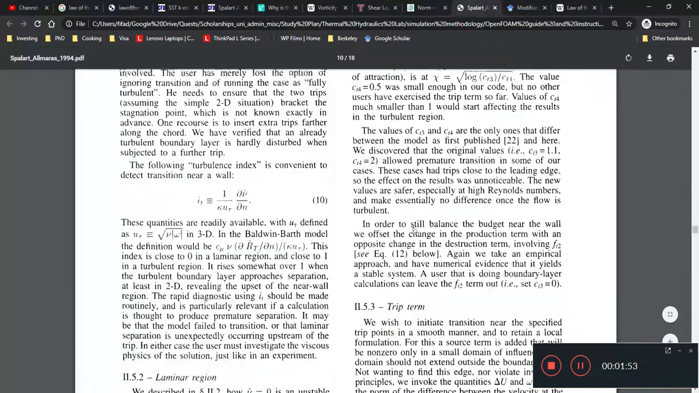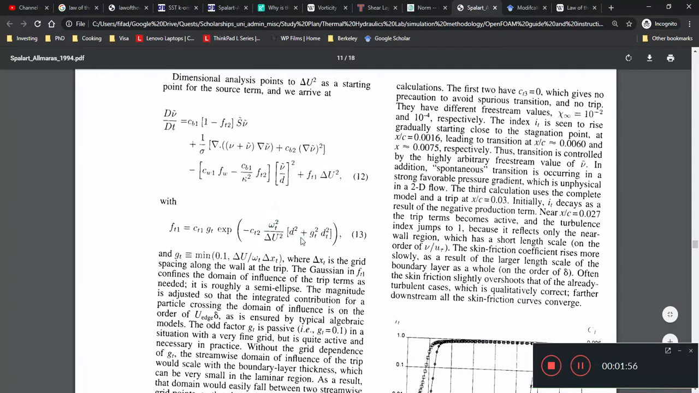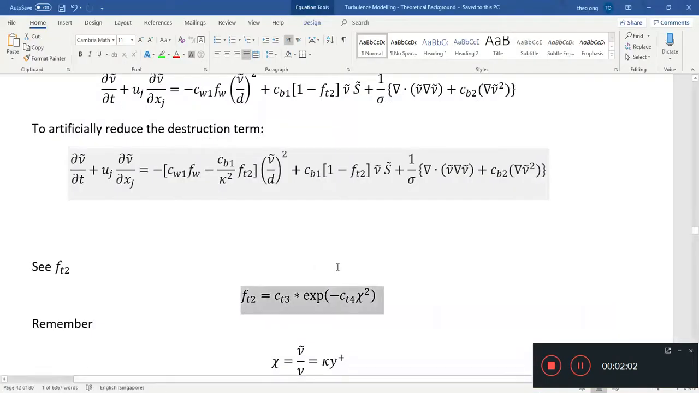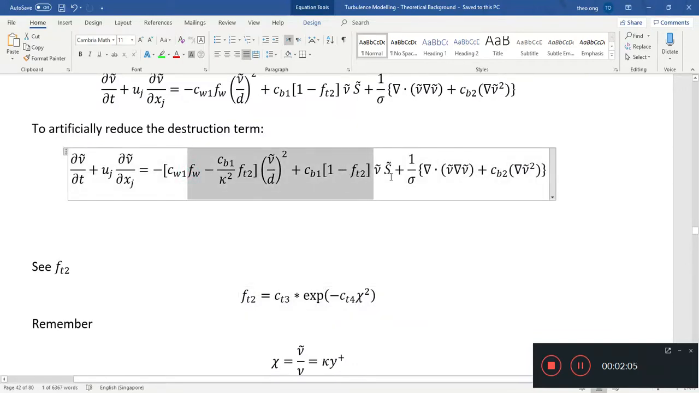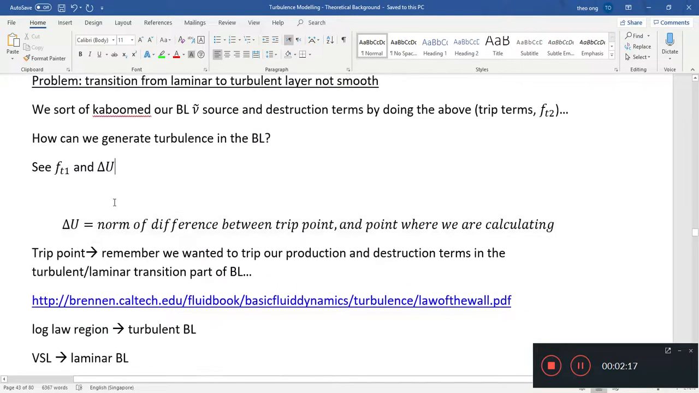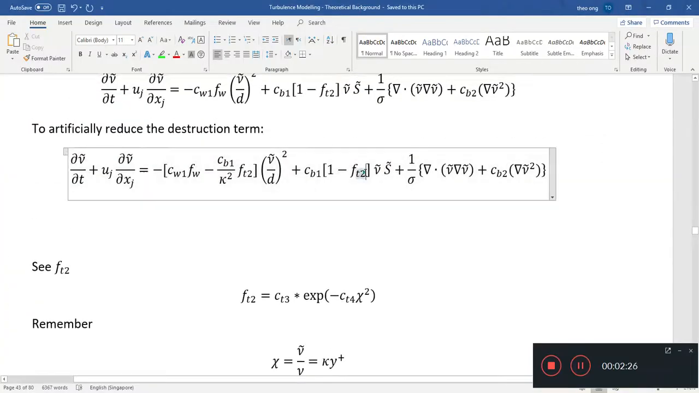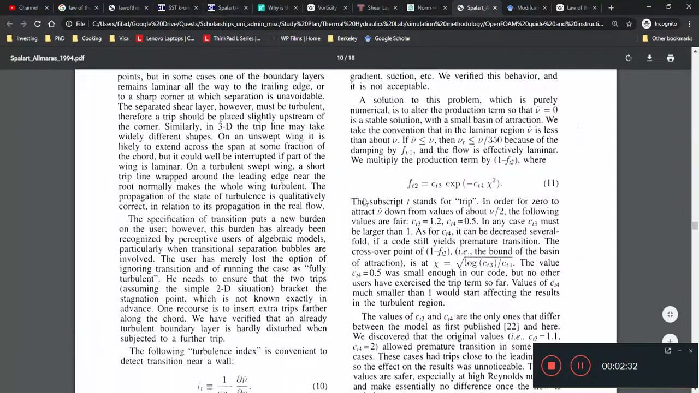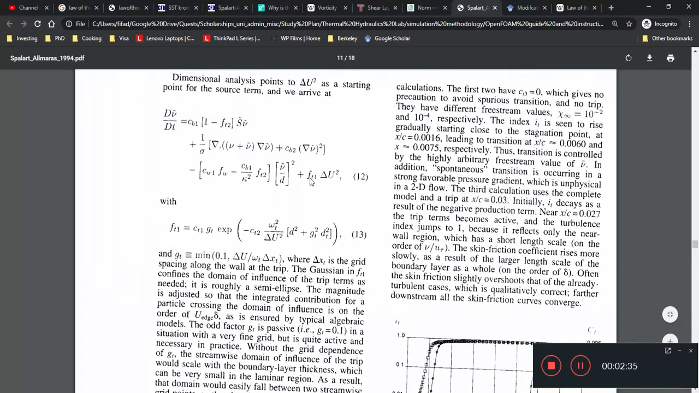So here we are again, the trip terms. Now that we offset these two terms in the boundary layer region, we need to ensure that there's enough turbulence viscosity in the boundary layer. So again, this is a numerical stability thing. And we see an extra term popping up, and the extra term is ft1 delta u squared.